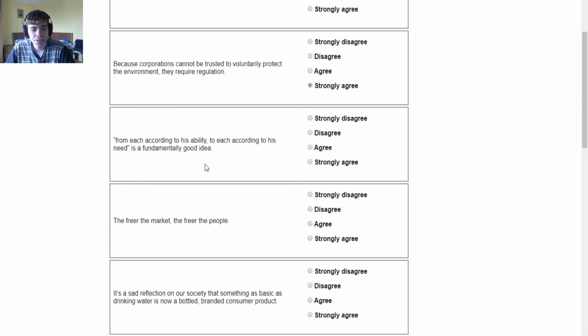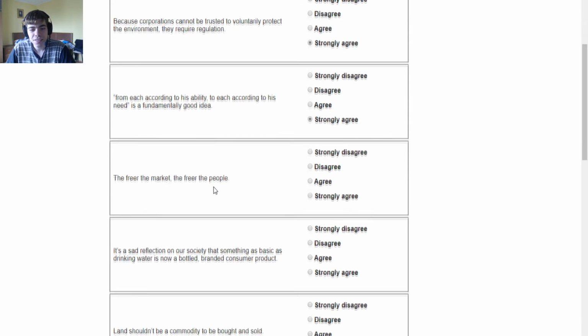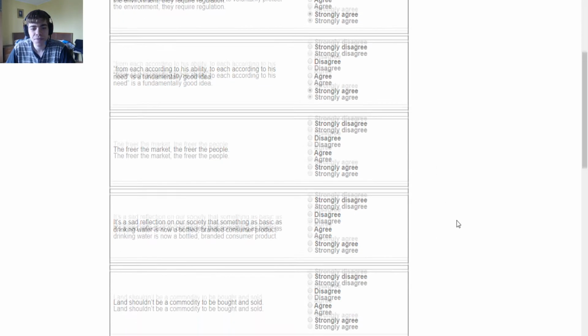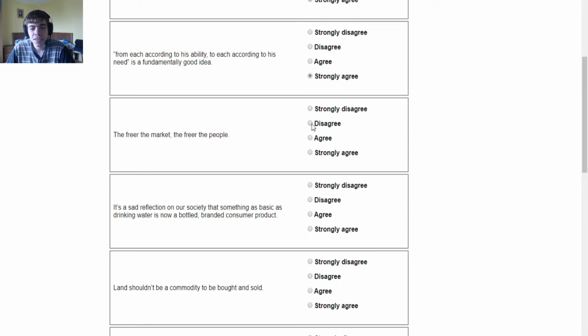From each according to his ability to each according to his need is a fundamentally good idea, yet this is the motto of socialism and communism. So ideally, it's a good idea. Now, how you implement that, that's where we might come to disagreement, and we're not there yet right now. The freer the market, the freer the people. That would be a disagree, not strongly disagree. Obviously, you want free market, but free market without any regulation, apart from the environmental problems we just mentioned, also tends to create monopolies and that restricts choice over time.